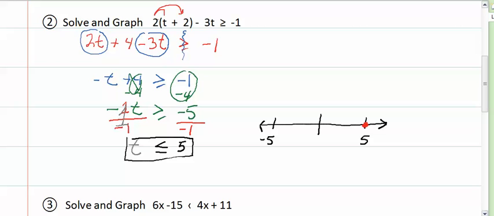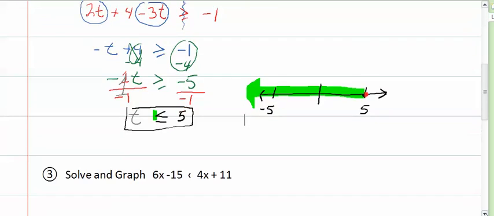And then I'm going to draw my arrow in the direction of the smaller numbers because t is on the smaller side. So t is on the smaller side of my inequality. So all the numbers that are smaller than 5 or less than 5 go this way. Okay, so that's number 2.